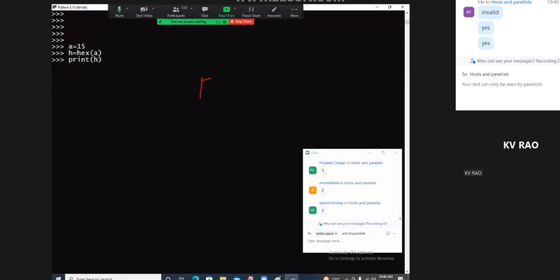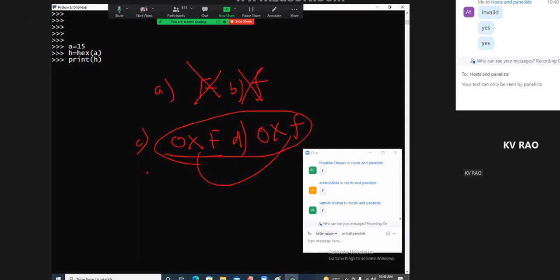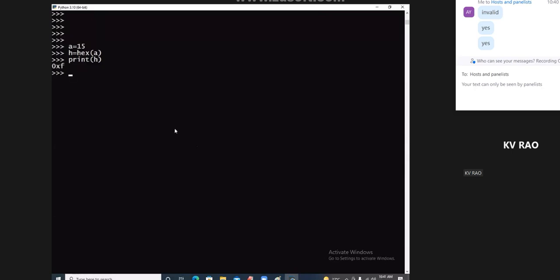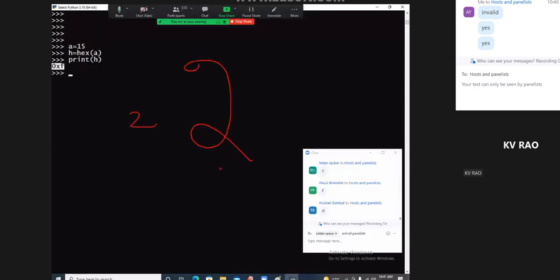Is it printing F? Or is it printing small f? Or is it printing 0x capital F? 0x small f? That is important. Option A, option B, option C, option D. Any one of them will print. Either C or D it will print. My dear students, it is printing 0xf, no problem, because it is a value. I told you already, small and capital, there is no problem at all.